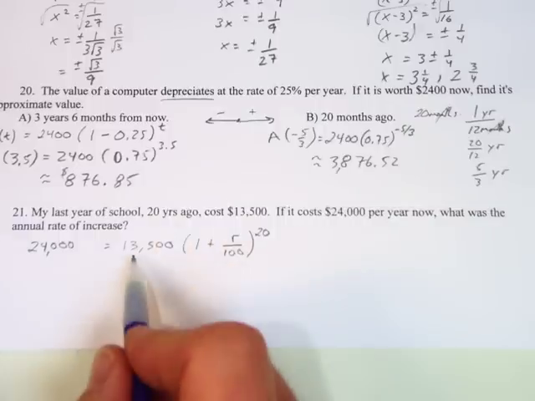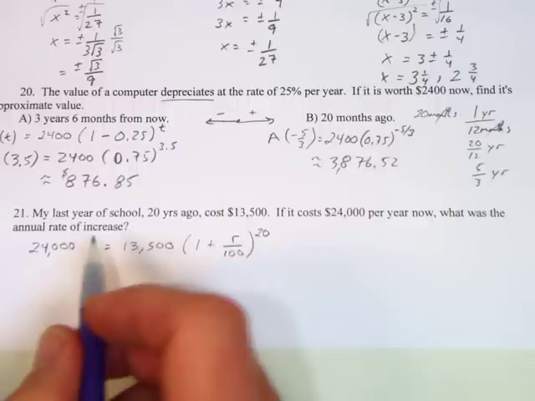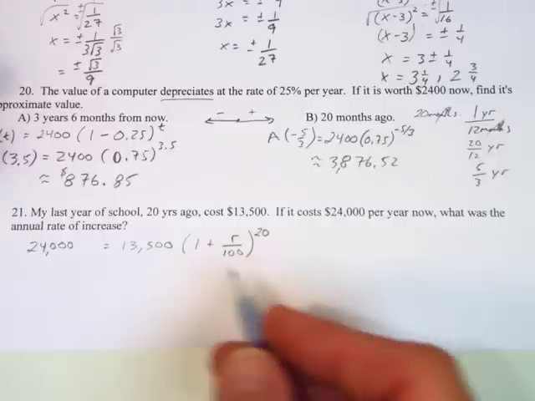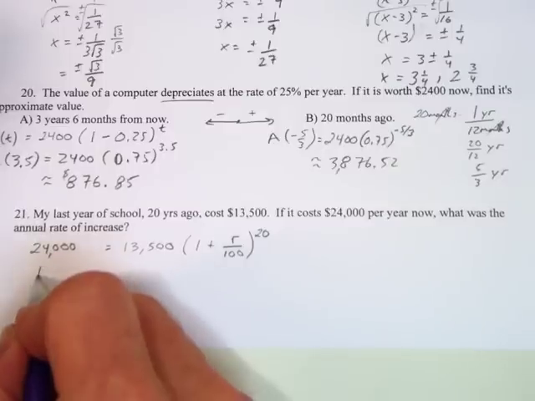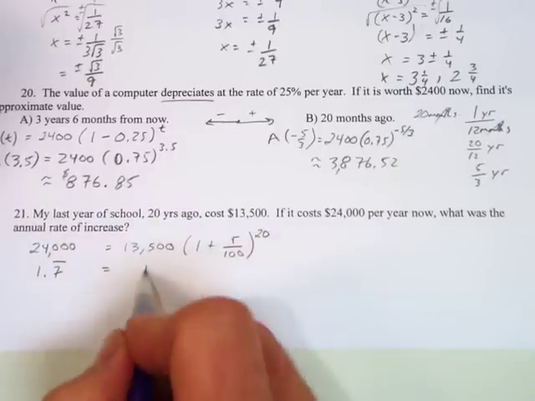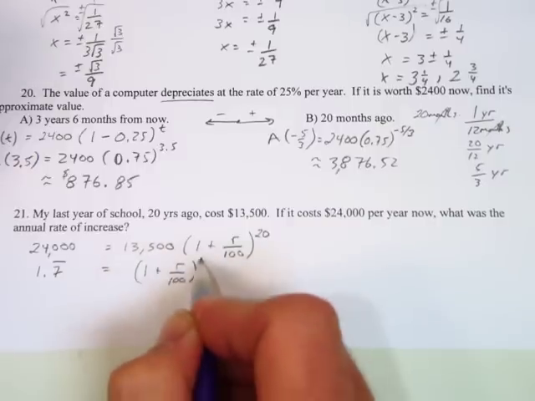So now let's take this and divide both sides by 13,500, because our goal here is to solve for R. So take 24,000, divide it by 13,500, and you get 1.77 with a bar on it equals 1 plus R over 100 to the 20th.